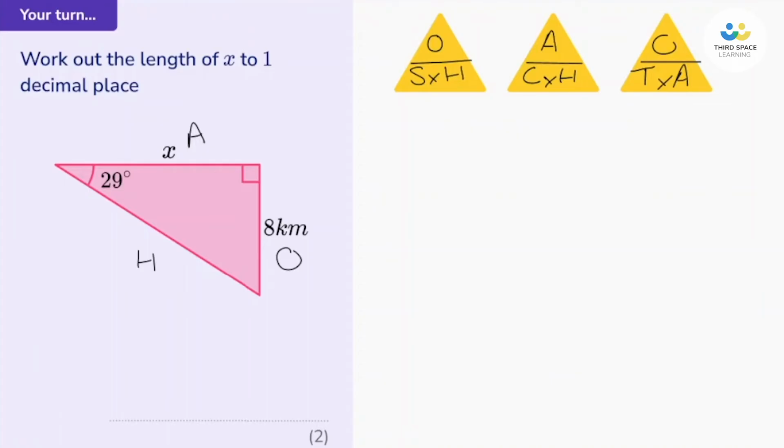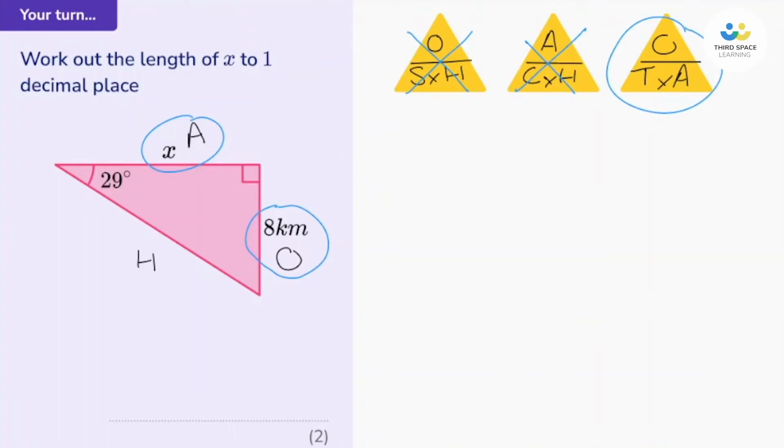Now, which triangle do we need? Well, let's have a look at the question. I can see I know information about the adjacent, that's x, and I also know information about the opposite, that's 8. I don't know anything about the hypotenuse, so let's forget about it. So I'm looking for a triangle with O and A. So it's going to be this one, isn't it? Because that's got O and A in it, which means I don't need this one, and I don't need this one.